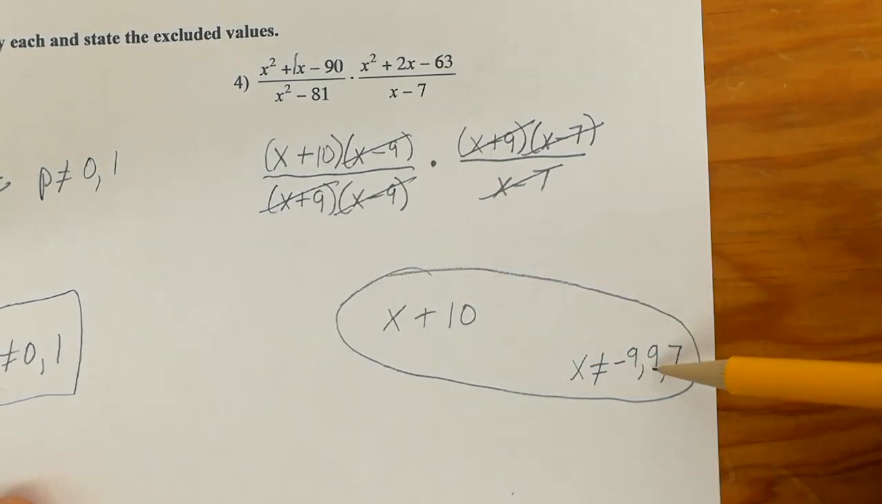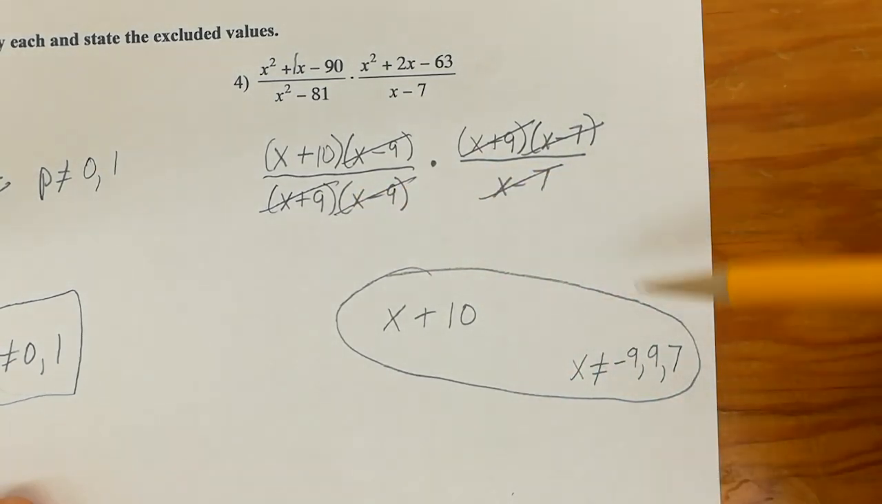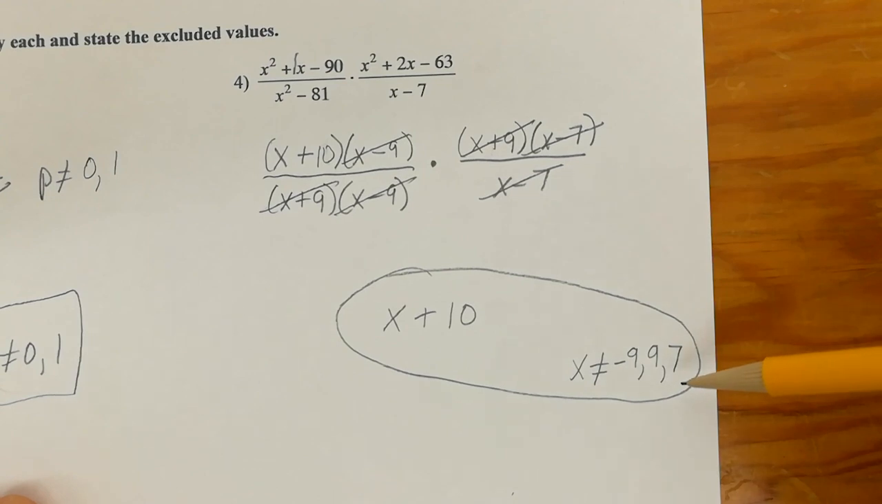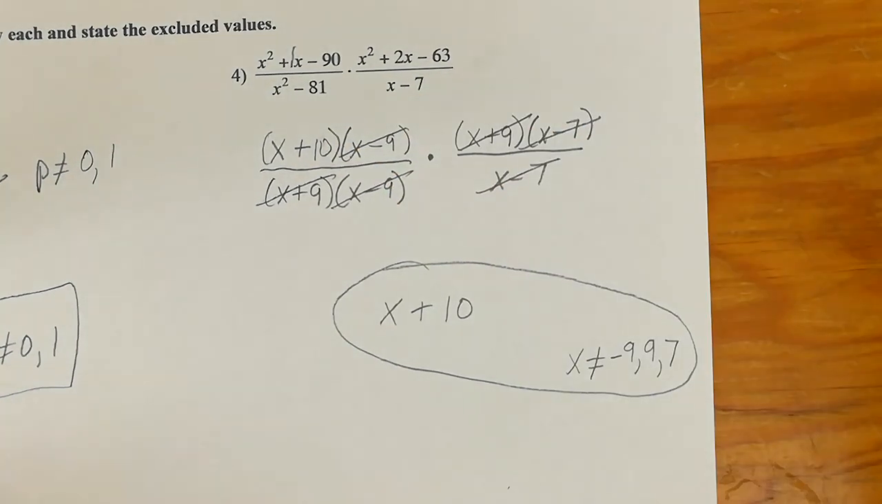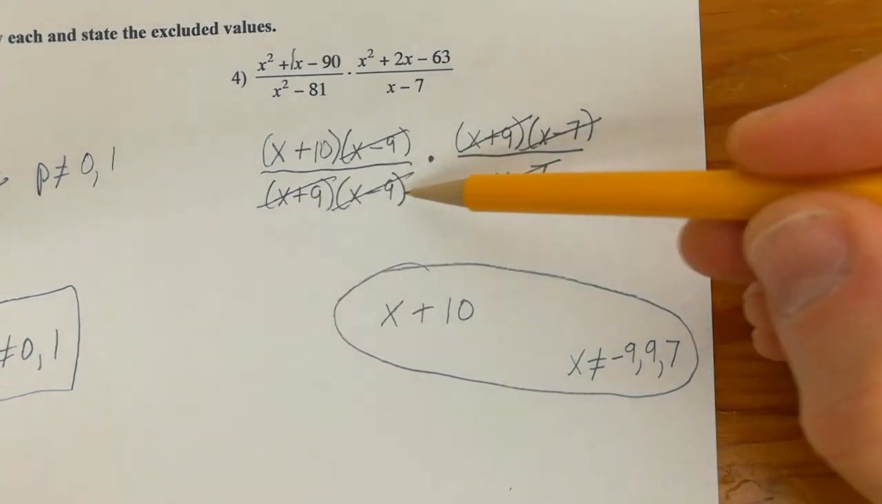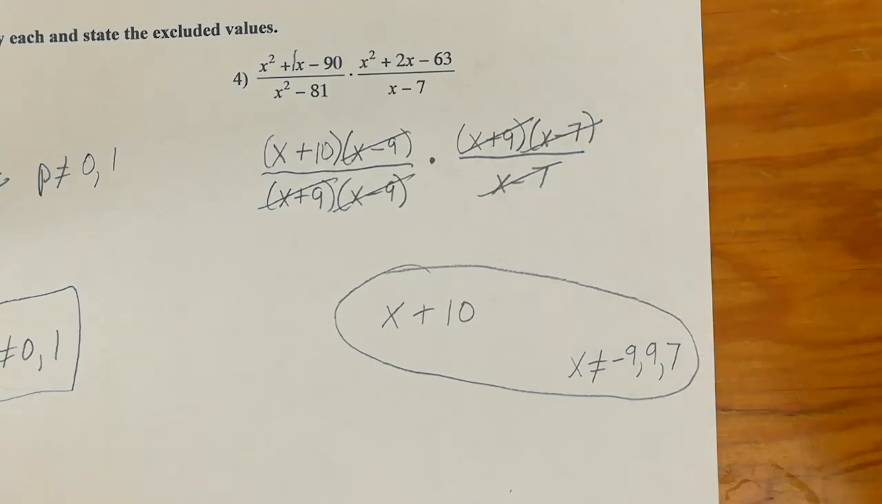I identified these excluded values before I canceled. One common error on these, you guys, is people sometimes on this kind of problem might write x cannot equal negative 10 because they see this. It's okay for a numerator to be 0. You can have 0 on top of a fraction. You can have 0 divided by something. If you have nothing and you divide it by anything, you still have nothing. The thing that doesn't make sense is when you divide by 0. So it's only if the denominator becomes 0 that we think about those excluded values.